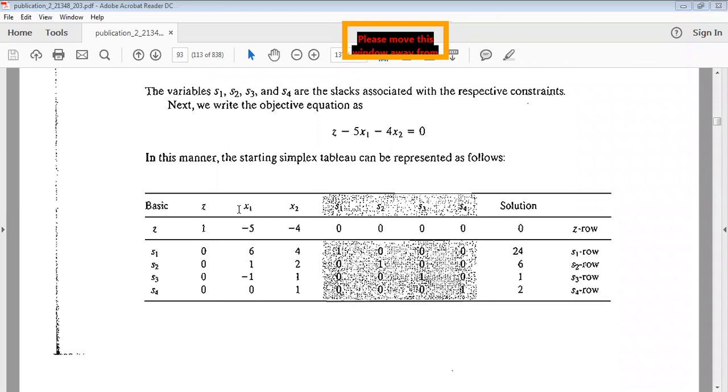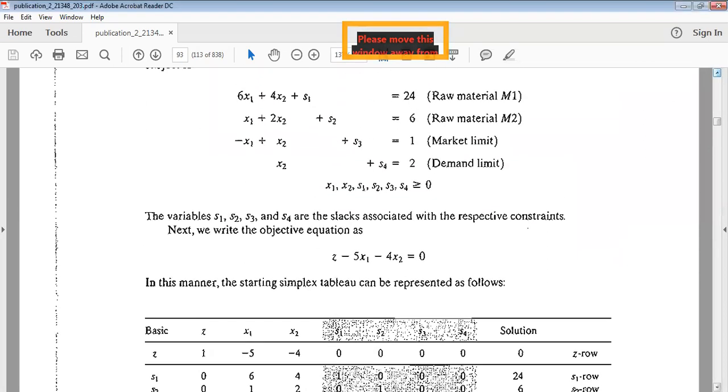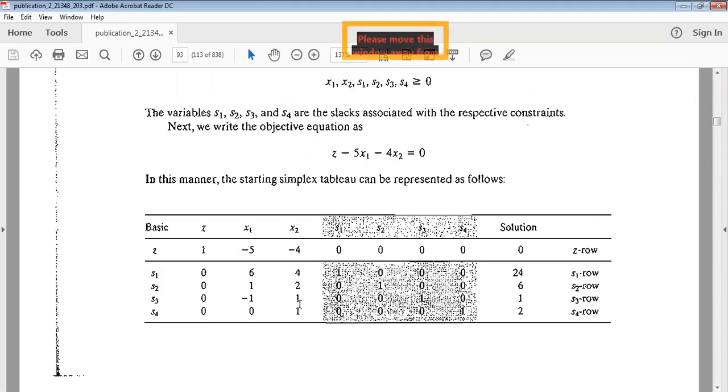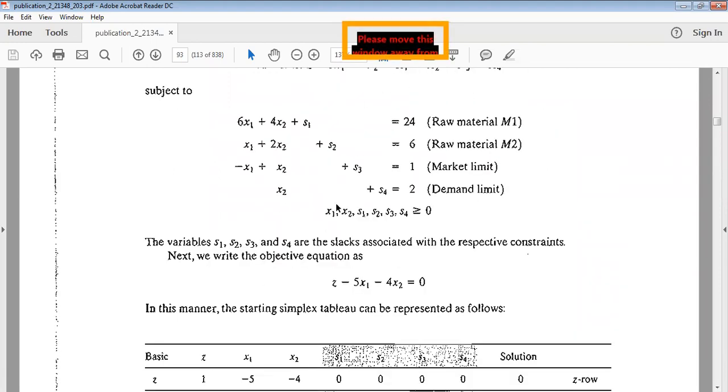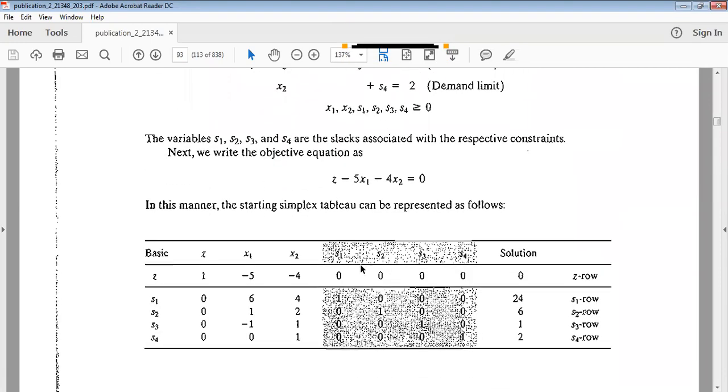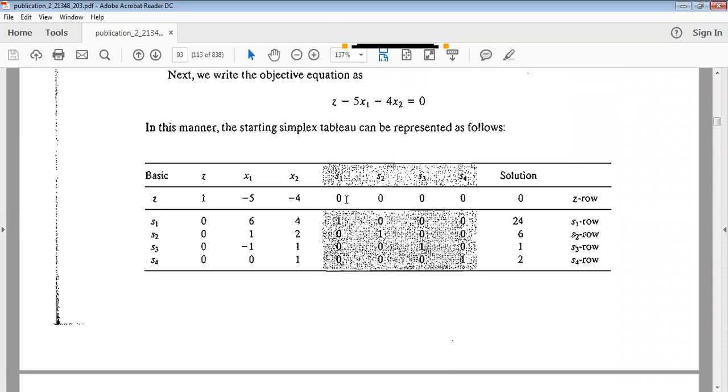As per the first equation, 6x1 plus 4x2 plus s1. Next, x1 plus 2x2, x1 means 1, 2x2 plus s2. Next, minus x1 plus x2, minus 1 plus x2. And here only x2 is there, plus s4. And automatically this is s1, s2, s3, s4. So like that, we got it.